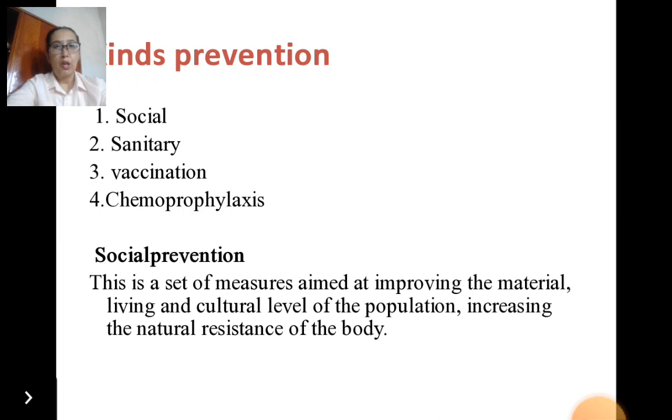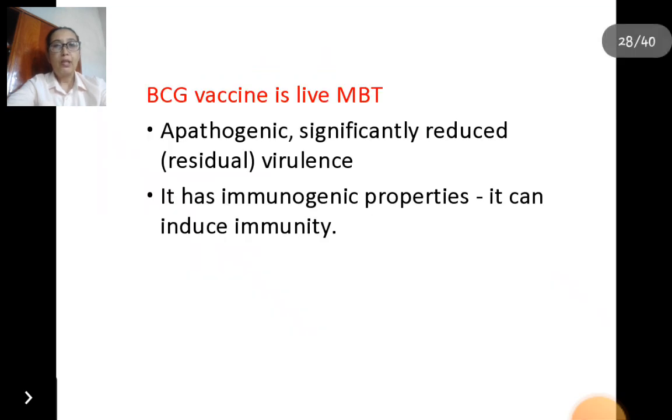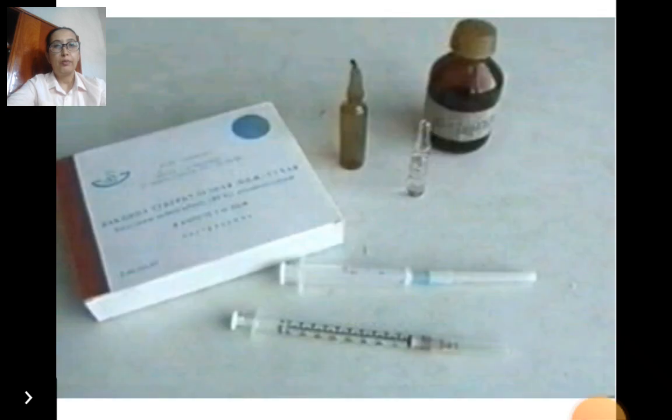Tuberculosis prevention. Kinds of prevention are social prevention, sanitary prevention, vaccination, and chemoprophylaxis. Social prevention is a set of measures aimed at improving the material, living and cultural level of the population, increasing the natural resistance of the body. The BCG vaccine is live Mycobacterium, but it is apathogenic, with significantly reduced virulence. It has immunogenic properties and can induce immunity.